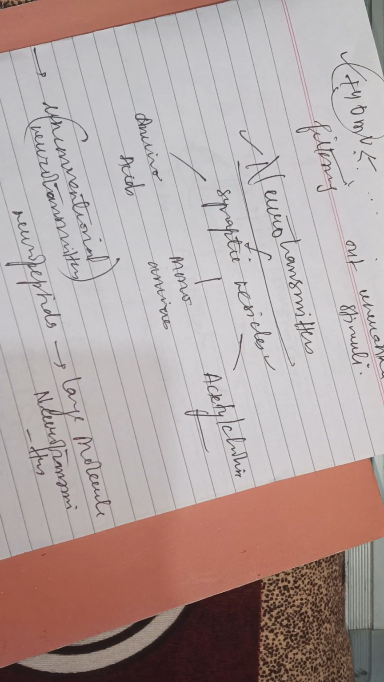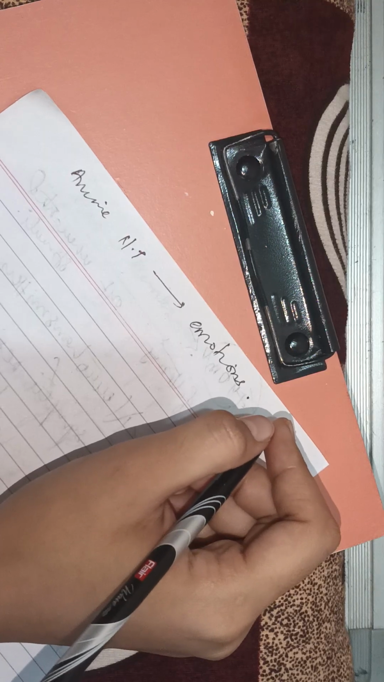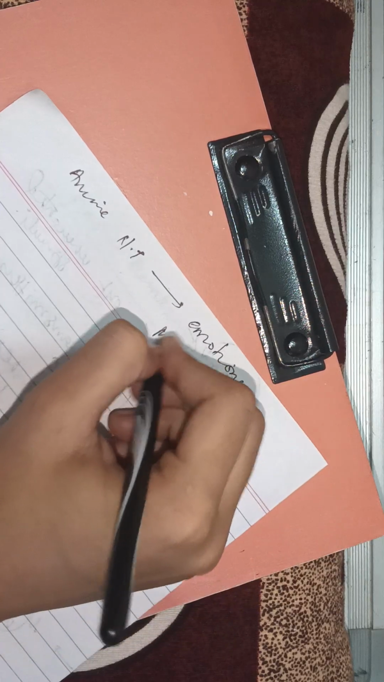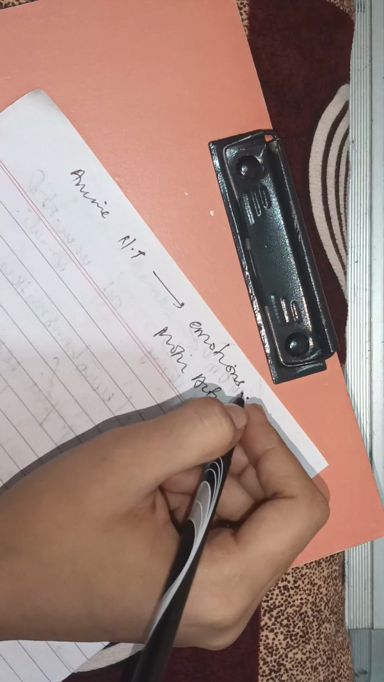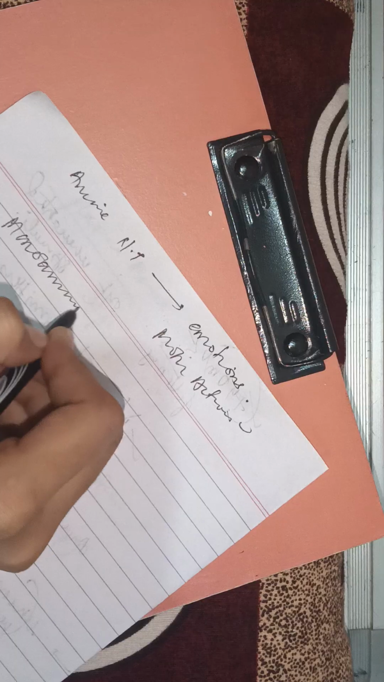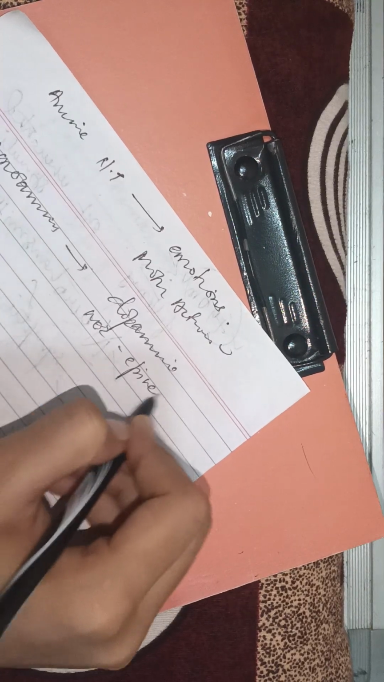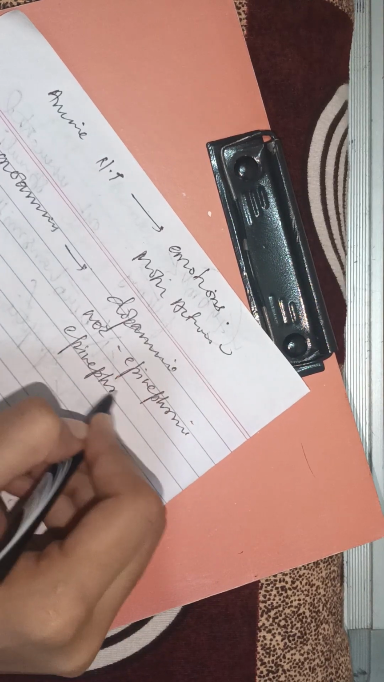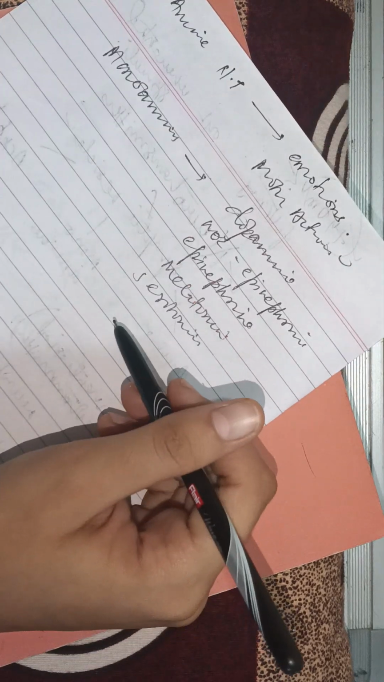Next is amine neurotransmitters. Amine neurotransmitters are responsible for emotions and control of motor actions also. Monoamines are like dopamine, norepinephrine, epinephrine, melatonin, and serotonin. Under monoamines, we have dopamine, norepinephrine, epinephrine, melatonin, and serotonin. These are the monoamines.